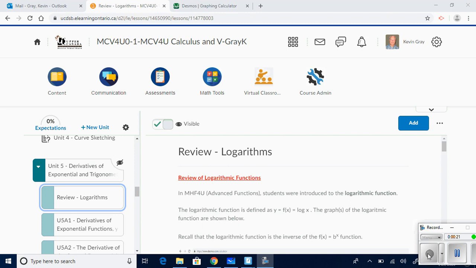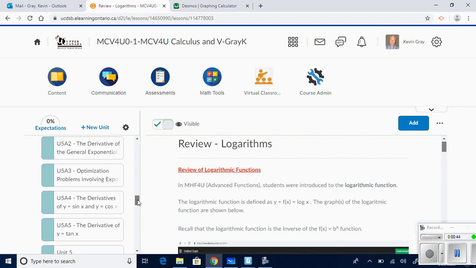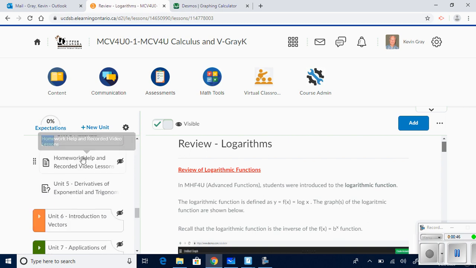We want to start with just a review of logarithms from the advanced functions class. I know for a variety of reasons you may not have done a lot of logarithms in advanced functions. So the first part of the unit, Chapter 5, is just a short review of logarithms, and there is a worksheet that I've attached at the bottom of this, and I've got some homework help and video lessons recorded for that.